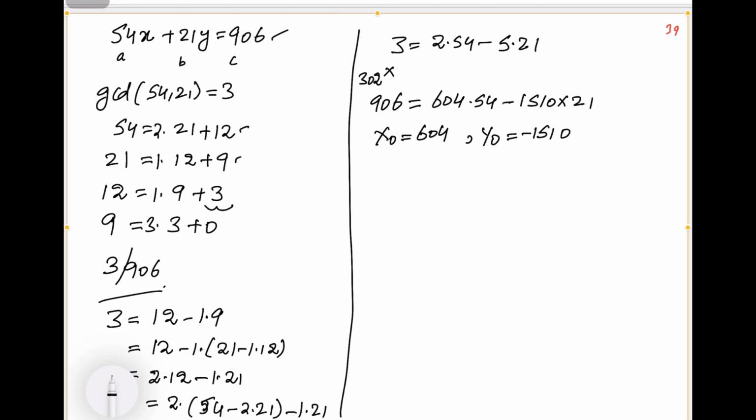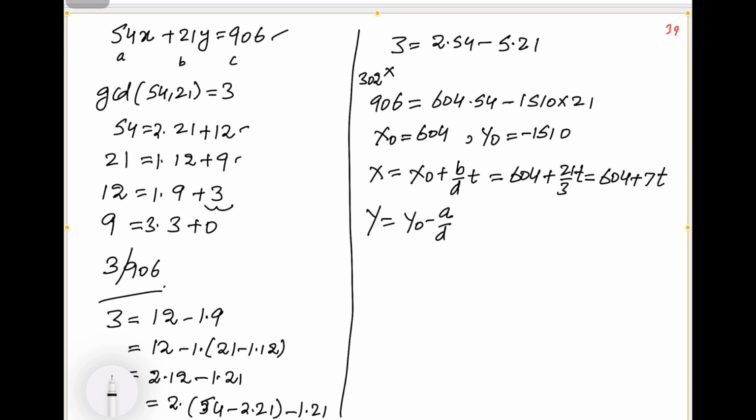Now to write the general solution of the Diophantine equation, we use again the formula, that is x is equal to x naught plus b by d times t. So putting the values, x naught is 604 plus 21 by 3 times t, and further this is 604 plus 7t. And y naught minus a by d times t. So putting the values, 1510 minus 54 by 3 times t, that is 1510 minus 18t, where t is integer.